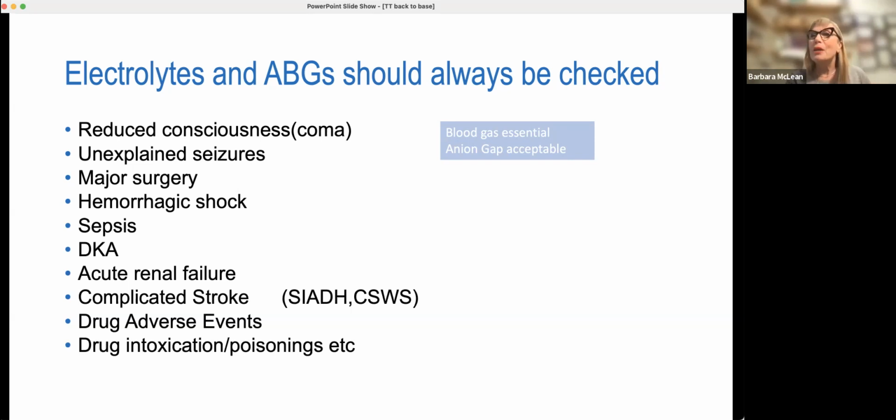Okay, good. So in any one of these patients who meet these categories, in patients who are unstable after initial resuscitation, in any patients that you have questions about, it's really important to consider an electrolyte panel and either a venous blood gas or an arterial blood gas.